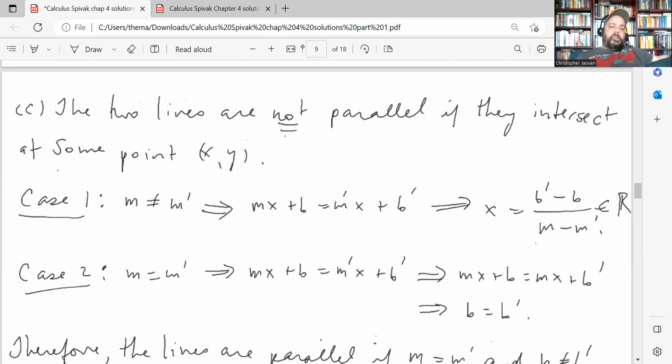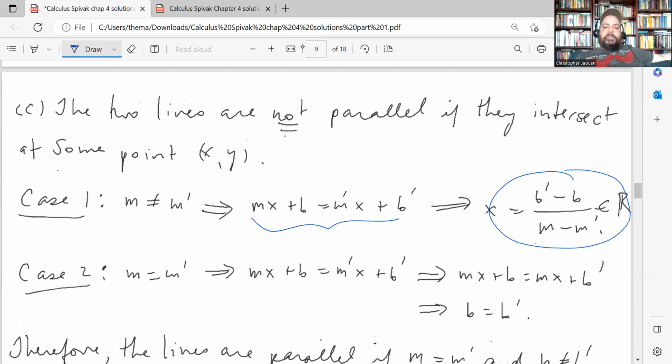So first off, if m is not m prime, meaning the slopes are different for the two lines, and assuming that they intersect, we get that there is an x value where they intersect. This is a real number because m minus m prime is not 0, right? So they intersect if the slopes are different. In other words, there's a solution to this equation.